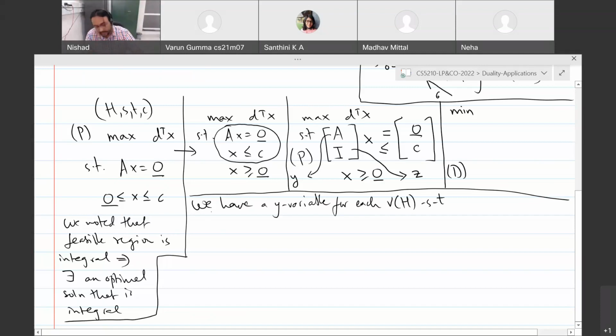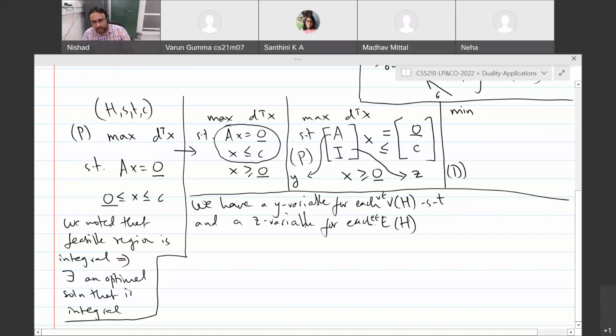And we have a Z variable for each arc, right? Because the number of rows in the identity matrix will be exactly equal to the number of columns, which will be exactly equal to the number of arcs in our graph. And a Z variable for each arc of the graph. Maybe I should say each V in this and each E in this.